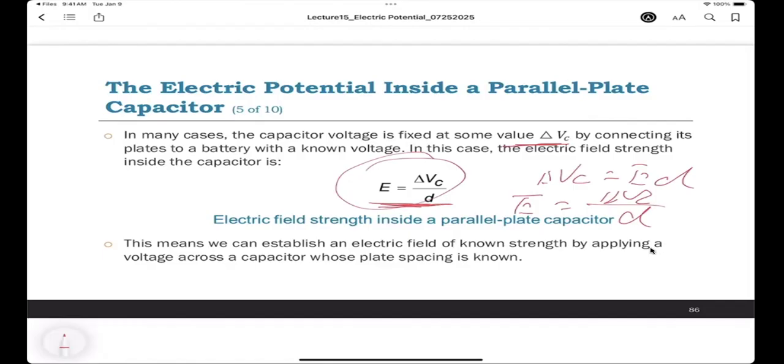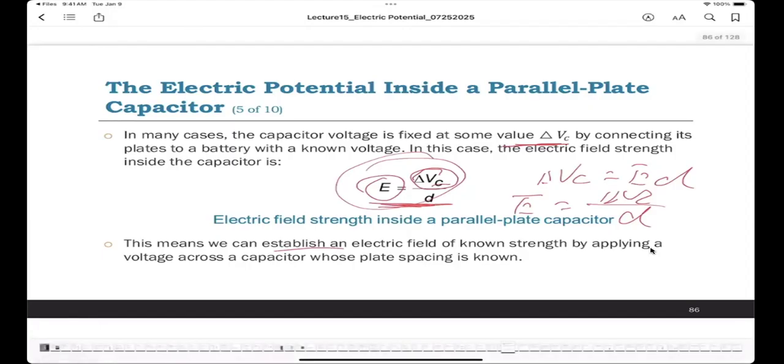This means we can establish an electric field of known strength by applying a voltage across a capacitor whose plate spacing is known. That makes sense to you? We can establish an electric field of known strength by applying a voltage across a capacitor.